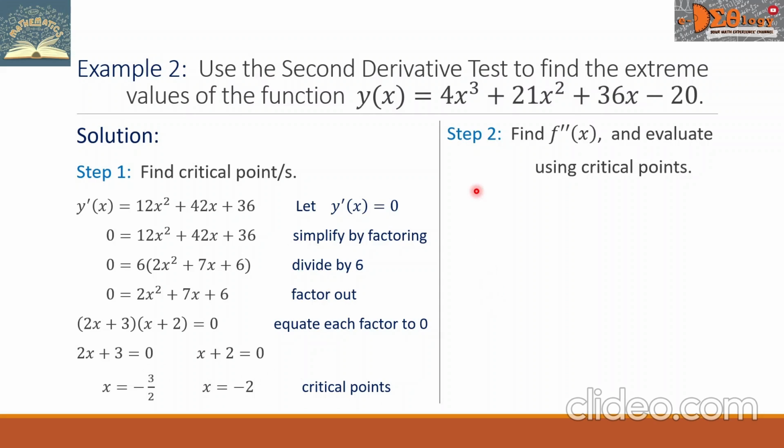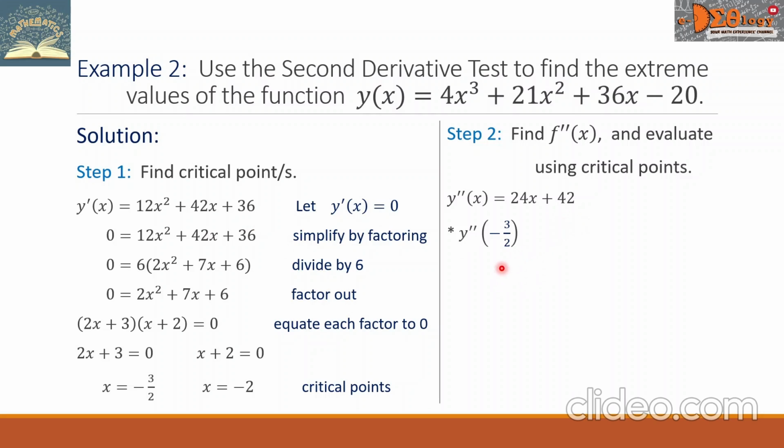Then step 2. Let us find the second derivative and evaluate using the critical points. The first derivative is here, so let's begin taking the second derivative. y''(x) equals the derivative of 12x^2, which is 24x. Derivative of 42x is plus 42. Derivative of 36 is 0.